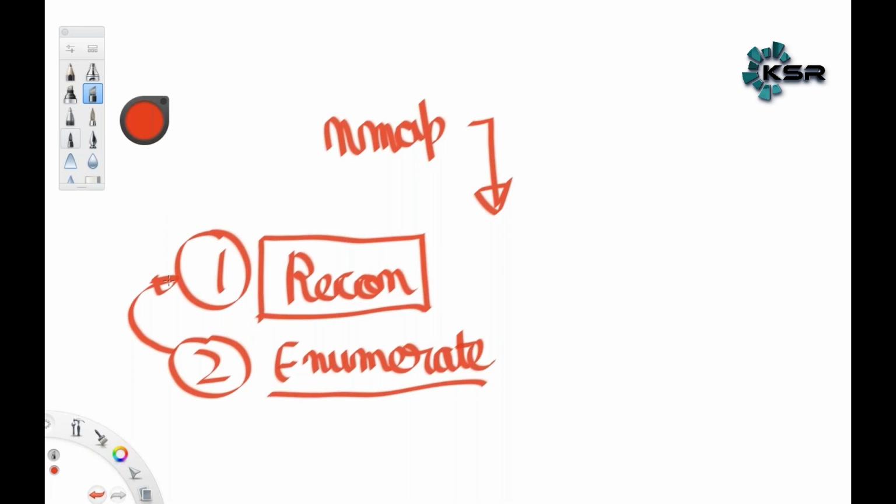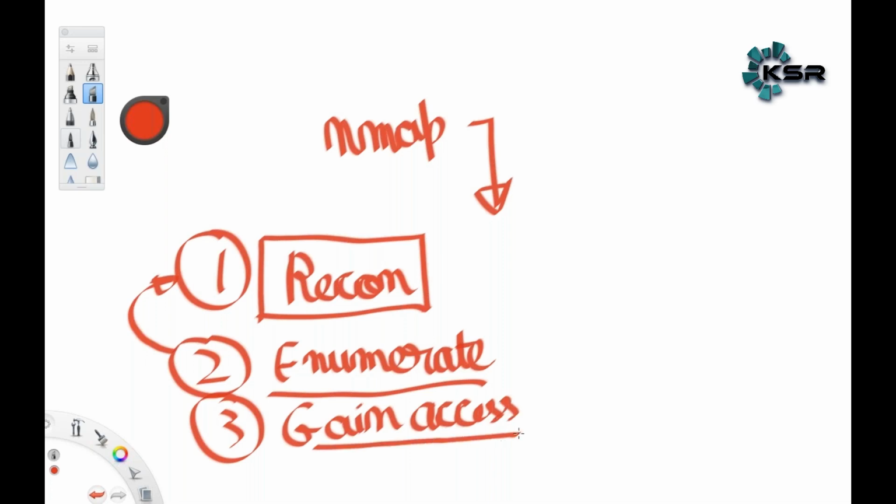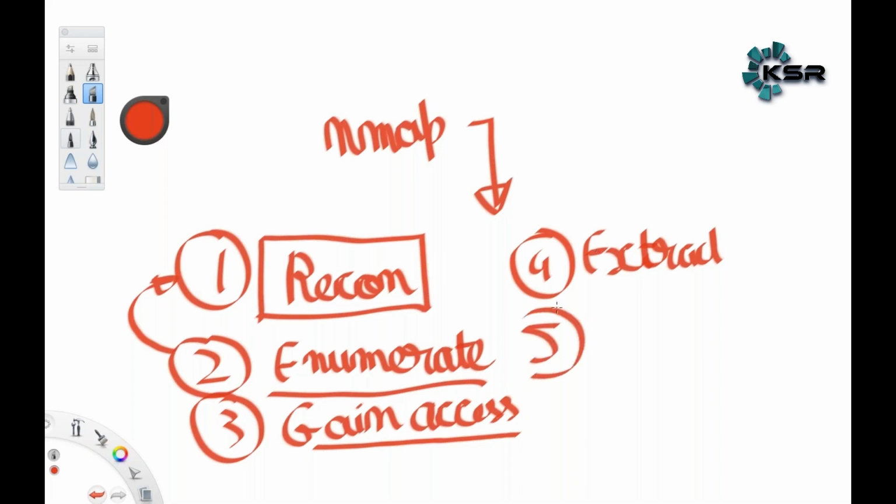After you have gained a sufficient amount of information about your target, you try to gain access into a particular service on a device. Then you try to extract information and see what you can steal or what you can do in order to cause more damage. And finally, you exit and cover your tracks.